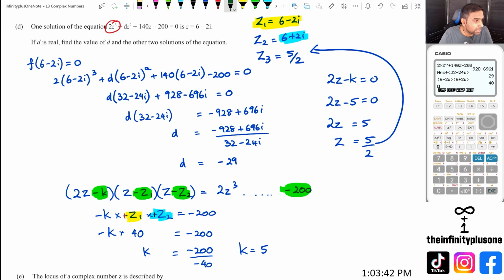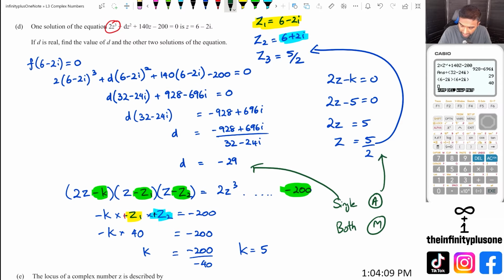Now grades wise, I think if you find one of them, whether it's the d value, the z2, either you find the correct value for d or the solutions, that gets you an achieved. But if you actually do both, you will get a merit. A single one, you are going to be getting an achieved. When I say single, it's like getting either the d or 5 over 2 and the 6 plus 2i. But if you do both, you actually end up with a merit. All right, let's go to the next question.